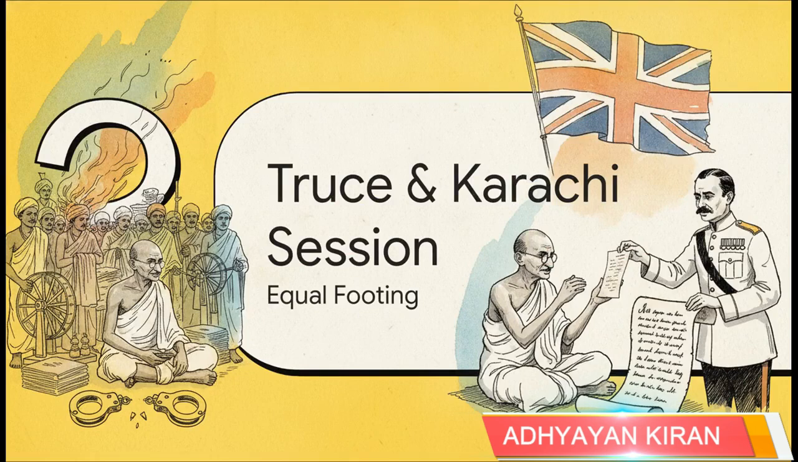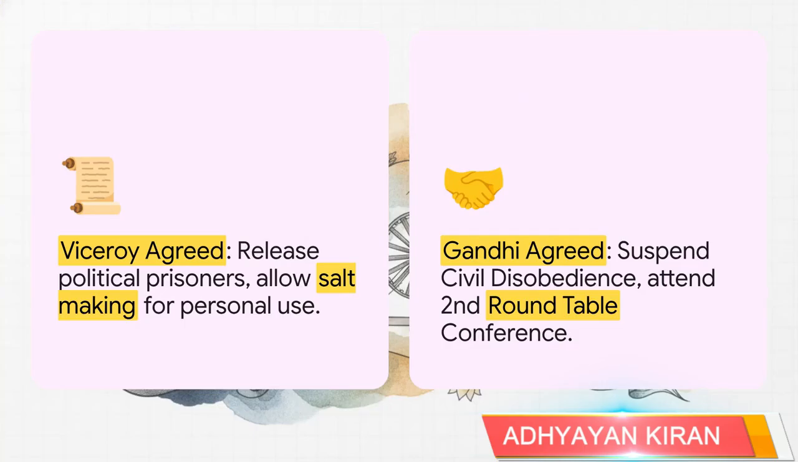Section 3. Truce and Karachi Session, negotiations on an equal footing. The sheer scale of this civil disobedience, the massive boycotts that were practically crashing British cloth imports, and the huge loss of government revenue forced a massive shift. The British realized it simply couldn't arrest their way out of this crisis. So, in an unprecedented move, the Viceroy actually released Gandhi to negotiate.